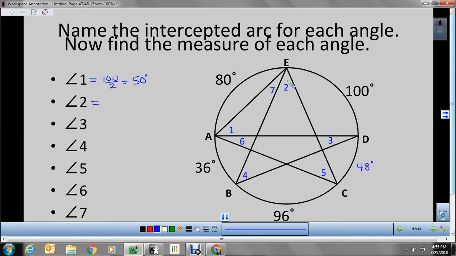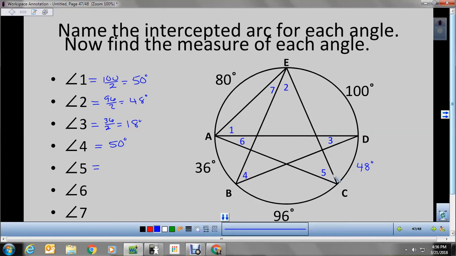Angle 2. Angle 2 we said opened up to BC. That means it's going to be half of 96. Half of 96 will be 48. Now we look at angle 3. Angle 3 is over here. It opens up to 36, which means it's going to be half of 36, which will be 18. Angle 4 opens up to, once again, ED, so that means it's going to be the same measure as angle 1, which is going to be half of 100, which is 50.